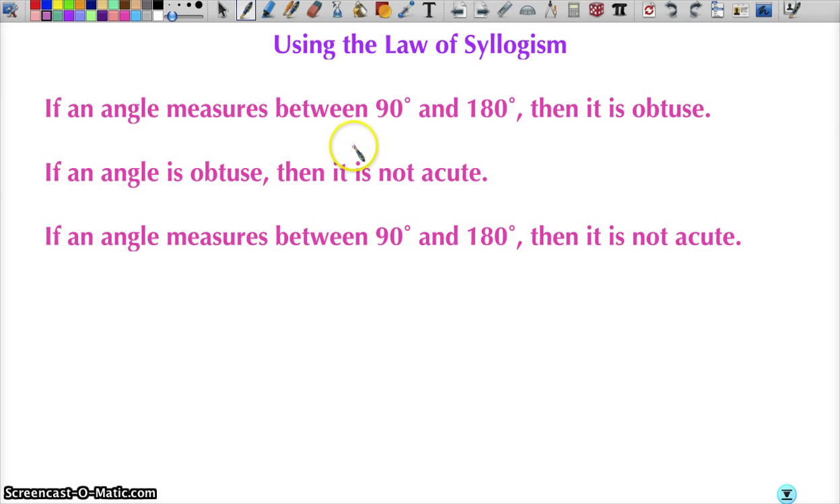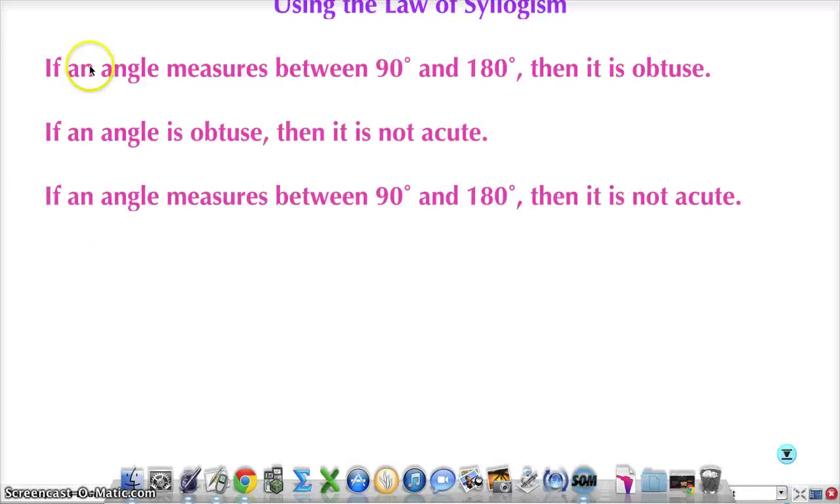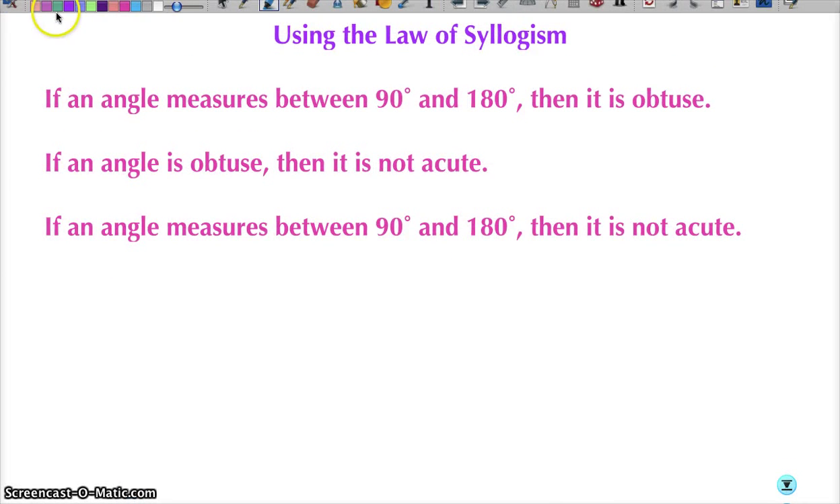Okay, so now using the law of syllogism. This one is already written out, all three statements totally complete. So if an angle measures between 90 and 100 degrees, then it is obtuse. So again, I'll come back and we will highlight. So if an angle measures between 90 and 180 degrees, then it is obtuse. Okay. And actually, I don't really want to include the then, just the it is obtuse part.